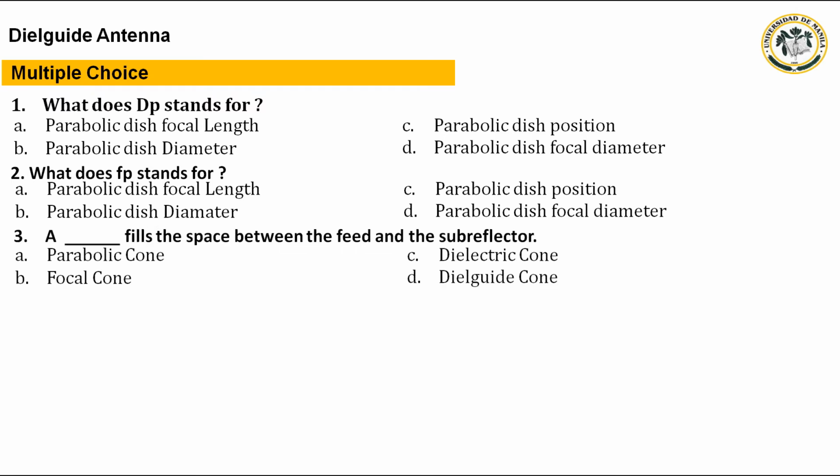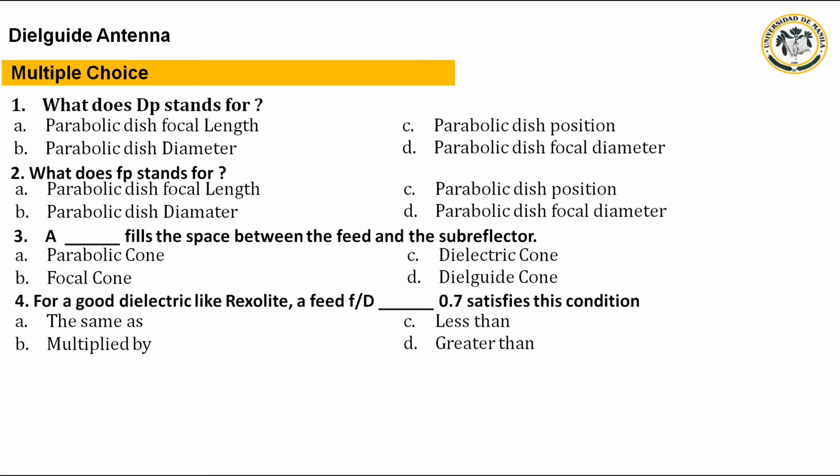Number 3. A blank fills the space between the feed and the subreflector. A. Parabolic cone. B. Focal cone. C. Dielectric cone. Or D. Dielguide cone. Number 4. For a good dielectric, a feed Fp over dP blank 0.7 satisfies this condition. A. The same as. B. Multiplied by. C. Less than. Or D. Greater than.